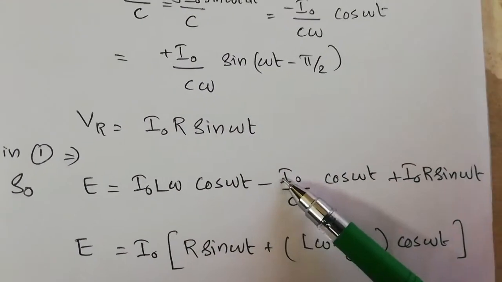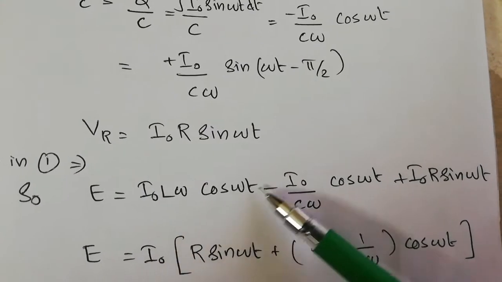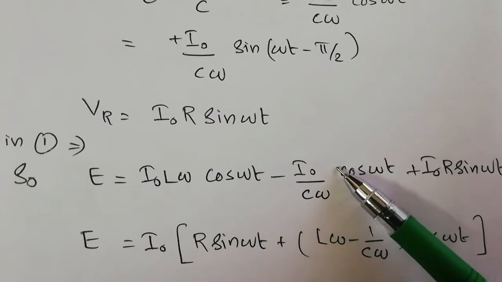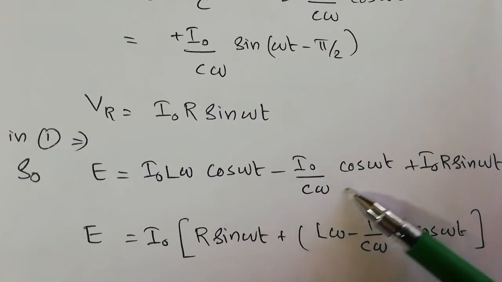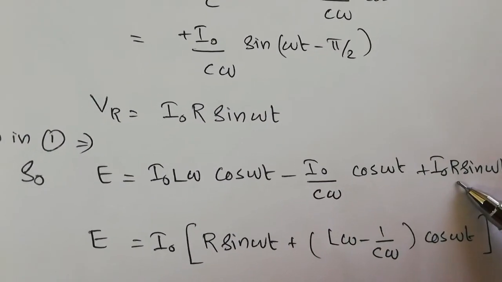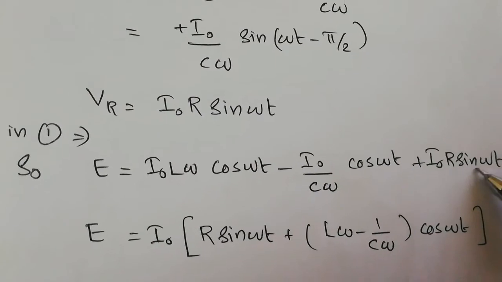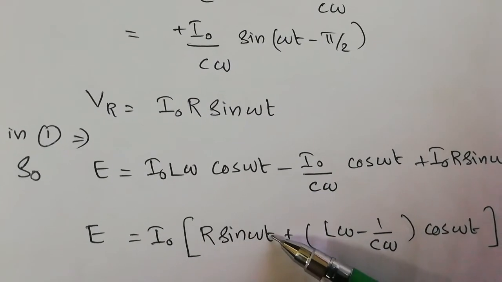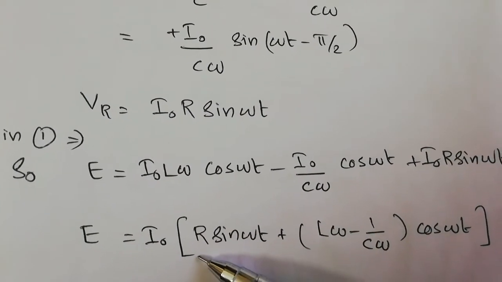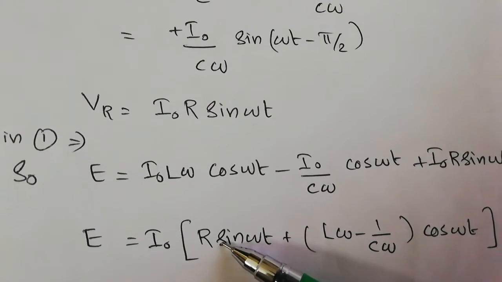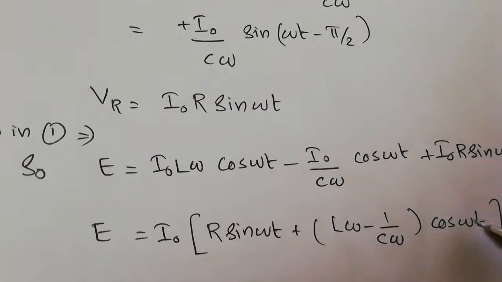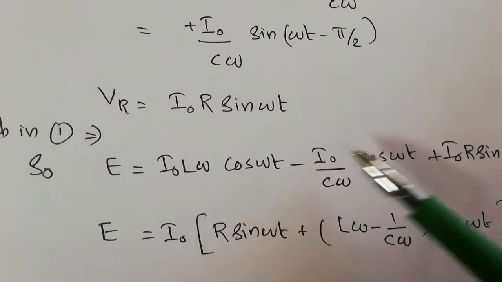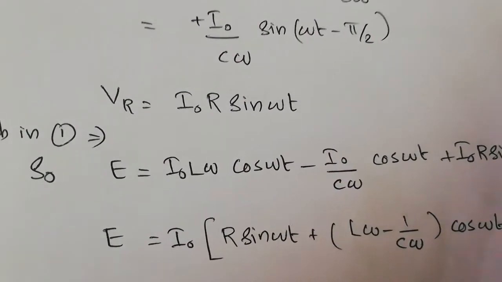Now substitute this in equation 1, which is E is equal to VL plus VC plus VR. That is I0 L omega cos omega t minus I0 by C omega cos omega t plus I0 R sin omega t. That's equal to, we have to take the I0 which is common outside, I0 into R sin omega t plus L omega minus 1 by C omega cos omega t, as cos omega t is a common factor here.